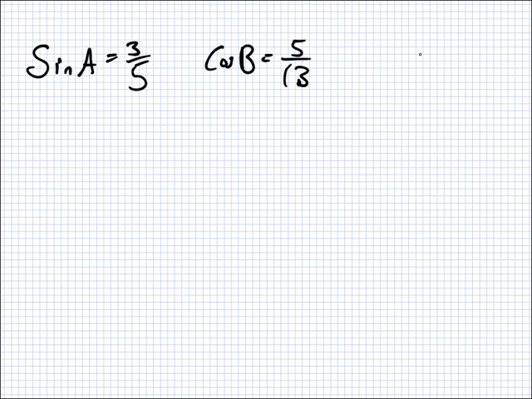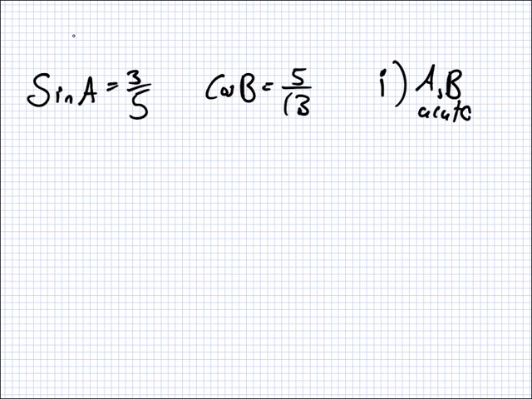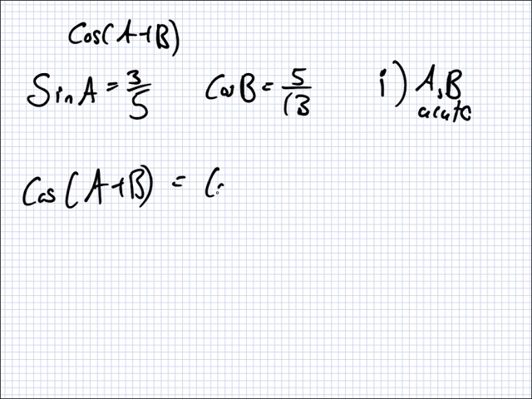I tell you that sine A is 3 over 5 and cos B is 5 over 13. And I also tell you firstly that A and B are both acute. That's situation 1. And in each question I'm asking you for cos of A plus B. Okay, so cos of A plus B would be cos A cos B minus sine A sine B.